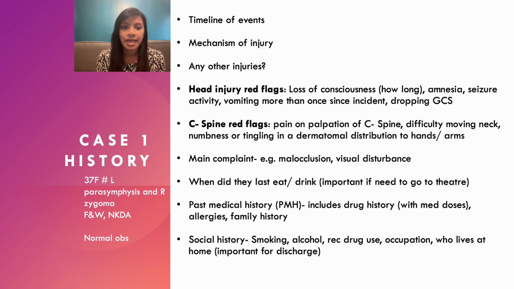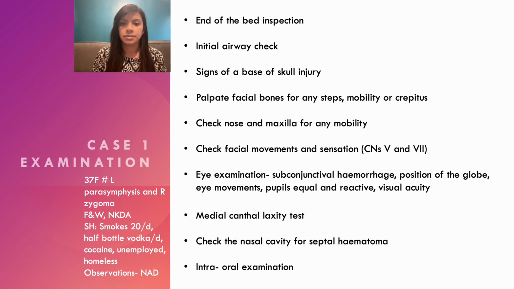And for the sake of our case, we're going to say our patient tells you that she smokes 20 a day, she drinks about half a bottle of vodka a day, and she takes cocaine probably around twice a week. She doesn't work, and she's currently sofa surfing. So it's important that we know she doesn't have a fixed abode, is the term that we use for her discharge, because we need to make sure that we're discharging her somewhere safe.